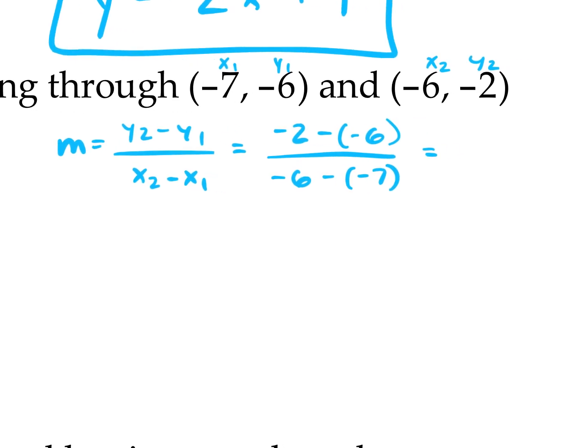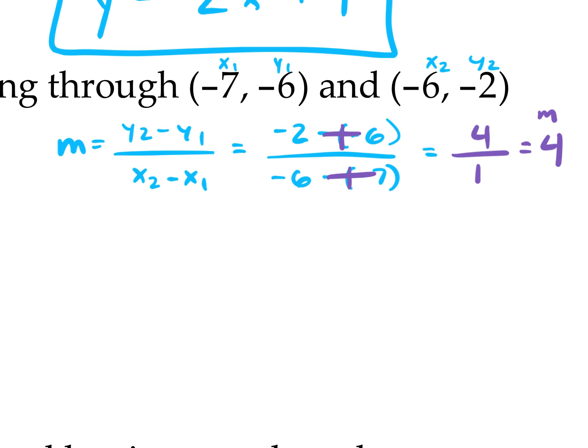Be very careful with your signs when you're plugging in. When you subtract a negative, it turns into a plus sign. So what's negative 2 plus 6? 4. What's negative 6 plus 7? 1. Can I simplify 4 over 1? What does it simplify to? 4. So my slope is 4.